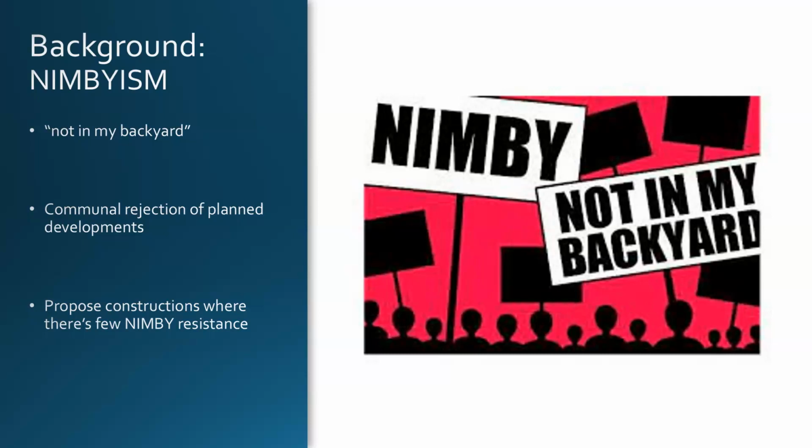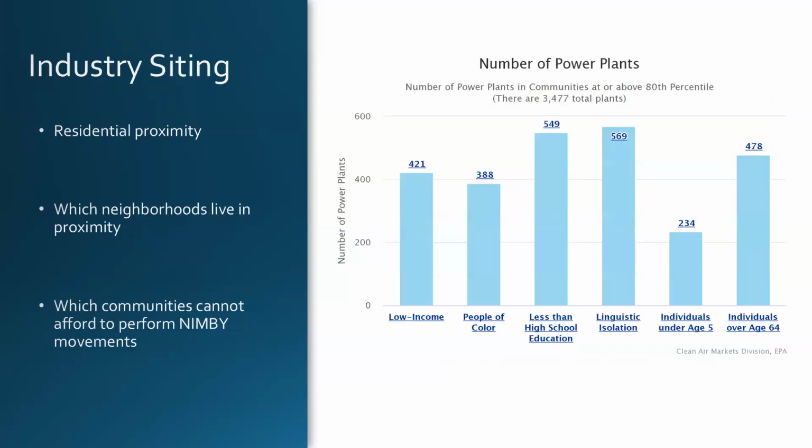And the effect of NIMBYism on its impacts on the location of the fossil fuel industry is recognized by the US EPA's Environmental Equity Work Group. The graph on the right is from the Clean Air Markets Division of the EPA, and it represents, I believe, a 3-mile radius of fossil fuel power plants in proximity to the following demographics above an 80th percentile.